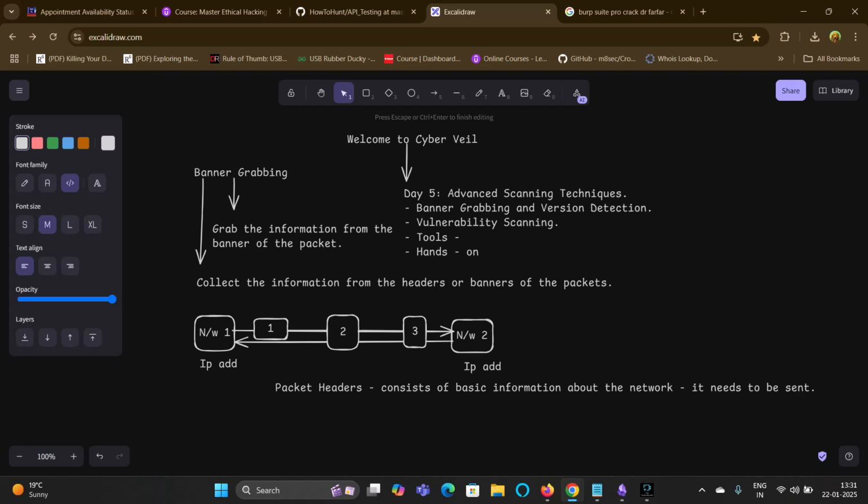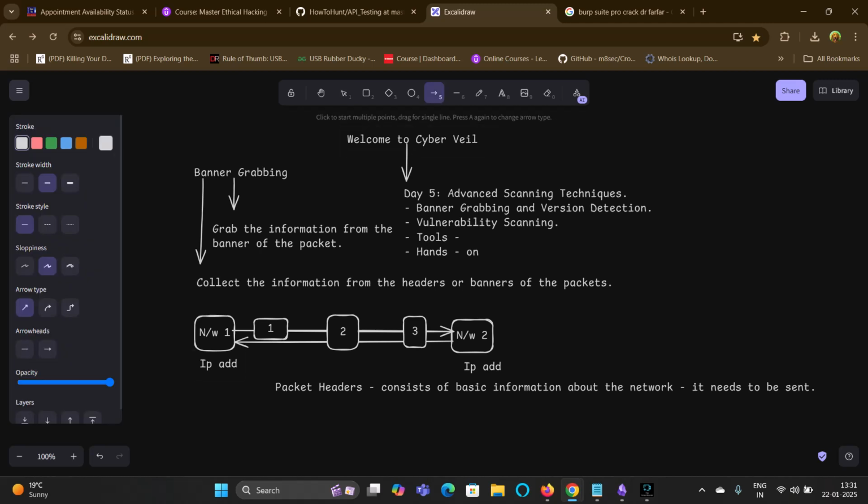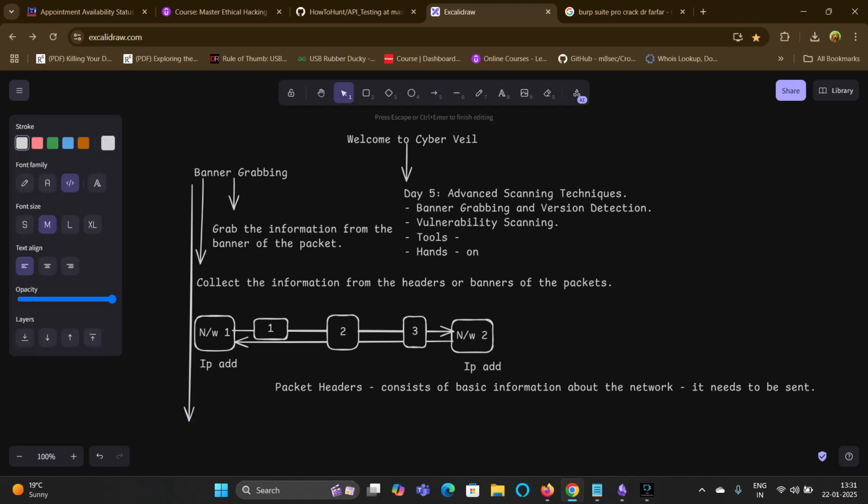So now I'll write a full definition of banner grabbing so that you guys can understand what I actually want to tell you. Let's write it here. Banner grabbing is the process of collecting information about the services or applications running on a target.